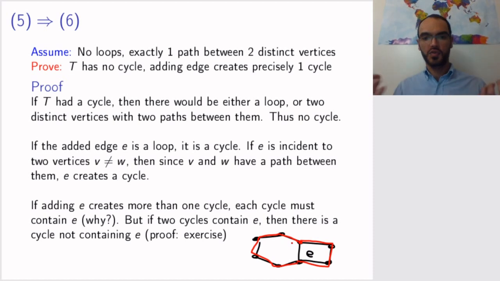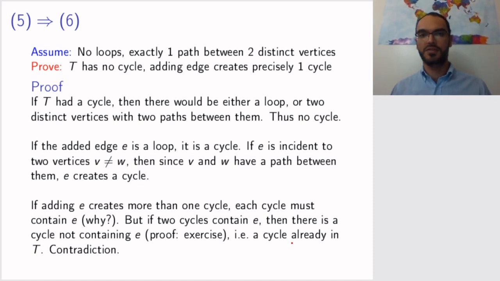If you have two cycles that contain the same edge, then in the same graph, you also have one cycle that doesn't contain the edge. But a cycle that doesn't contain the edge, by what I just said, means that you have a cycle in the graph from the beginning. And that's a contradiction. So this is the longest part of the proof.